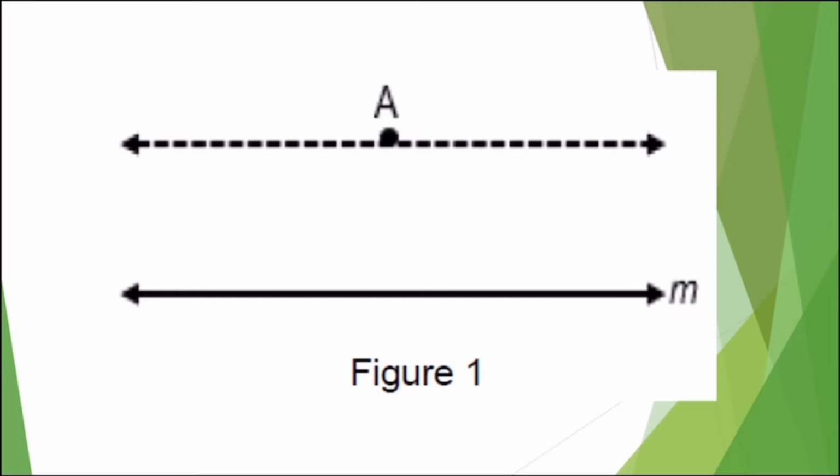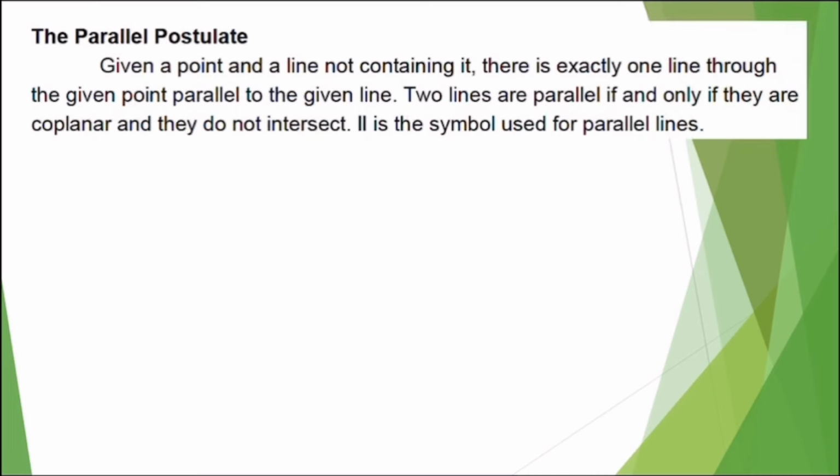Did you know that the idea that parallel lines exist and are unique is a fundamental principle in geometry? In Figure 1, the dashed line represents the only line that can be drawn parallel to line M such that it passes through the point A. From this condition, a parallel postulate was concluded. This is the parallel postulate.